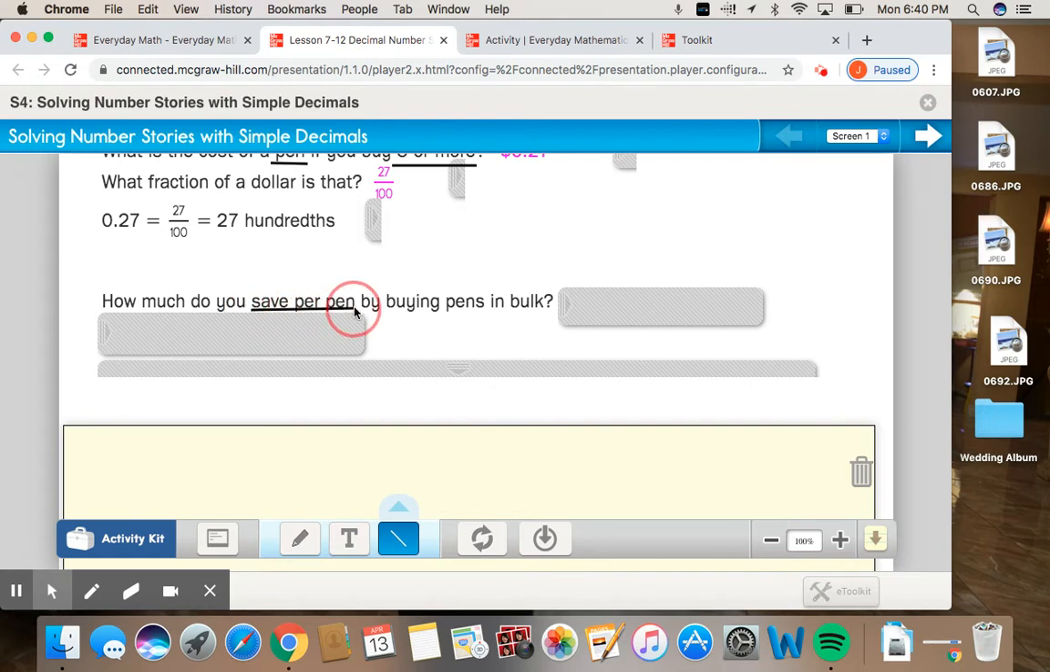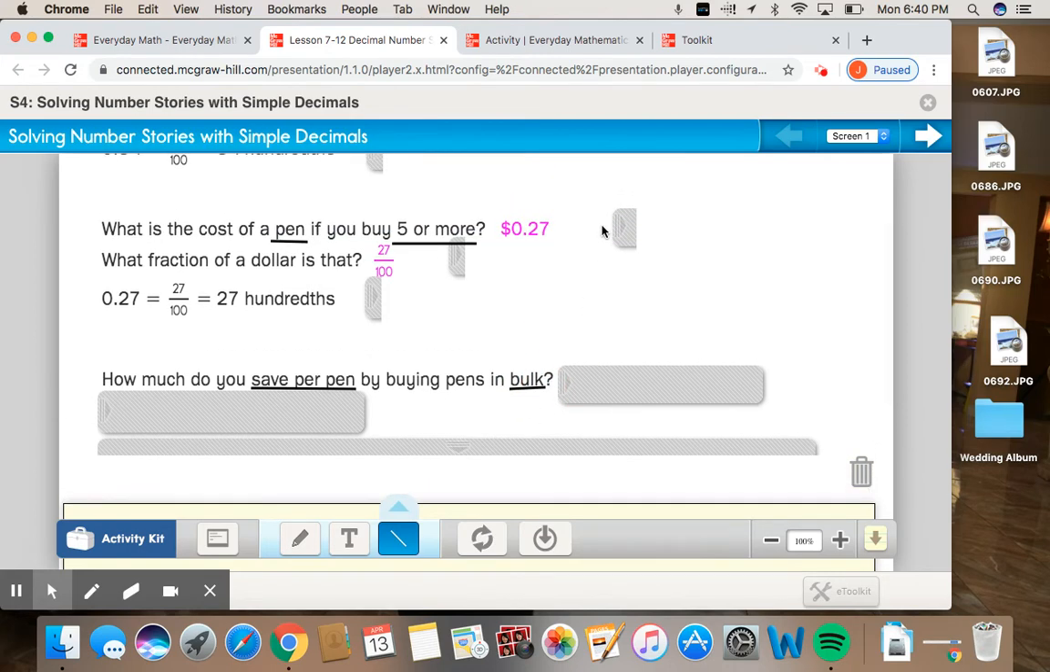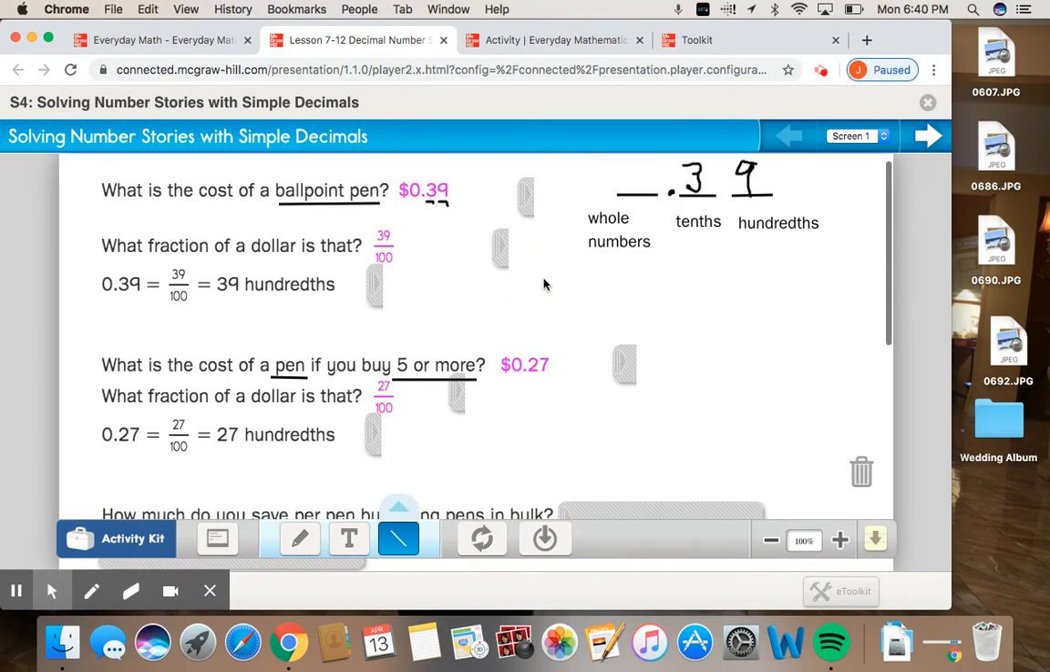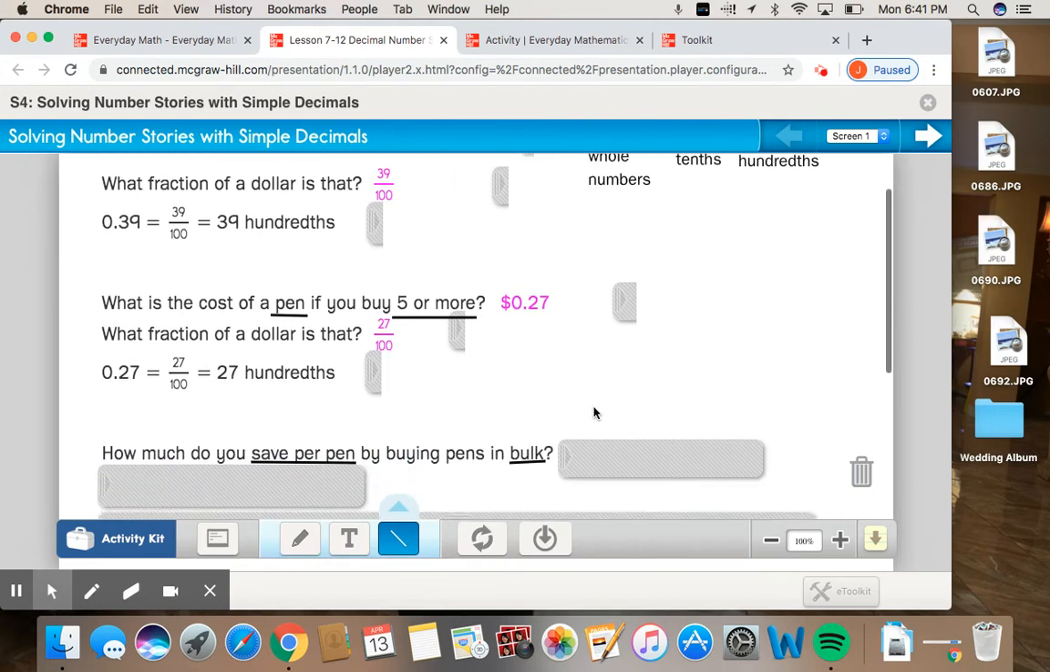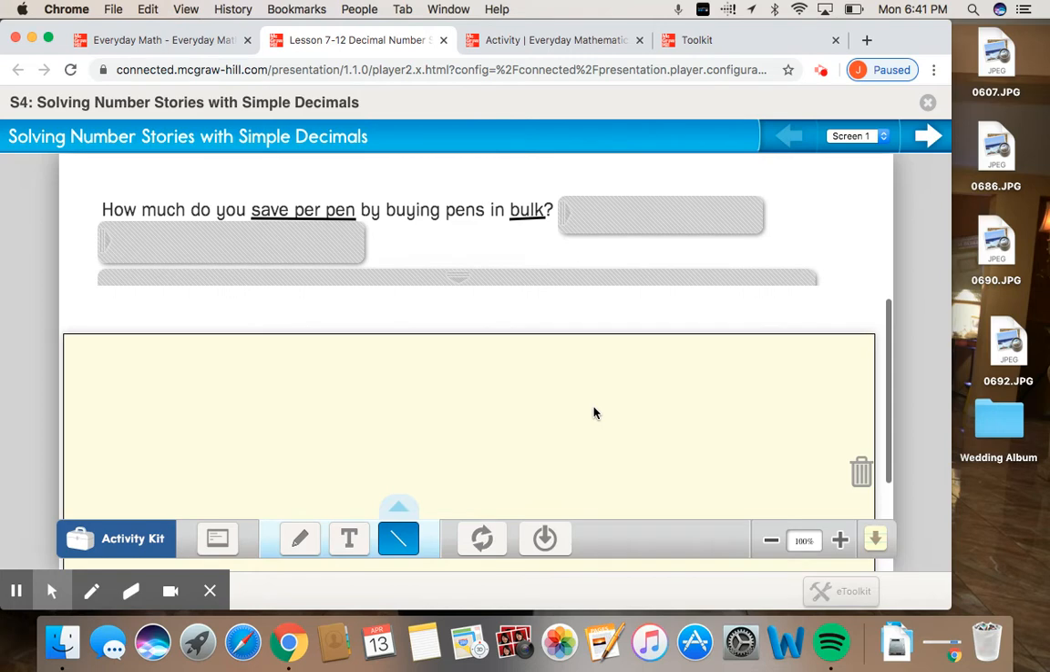And my next question is asking me, how much do you save per pen by buying pens in bulk, which means you're buying a larger quantity of them? And in this case, we're buying 5 or more. So how much money are we saving? If I'm not paying 39 cents, but I only have to pay 27 cents, how much money am I saving? So go ahead and figure that out. Pause the program, figure it out so you don't see me reveal the answer.